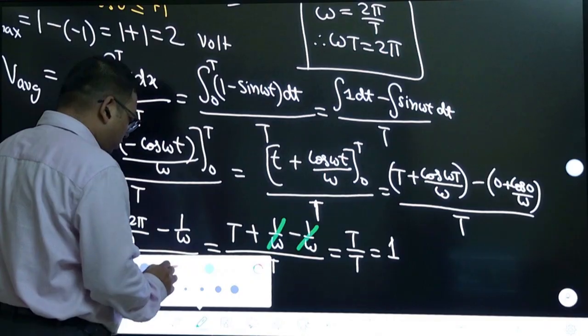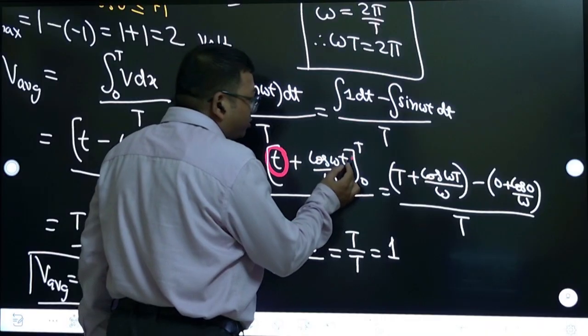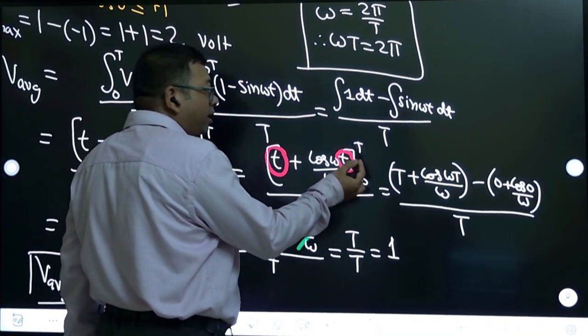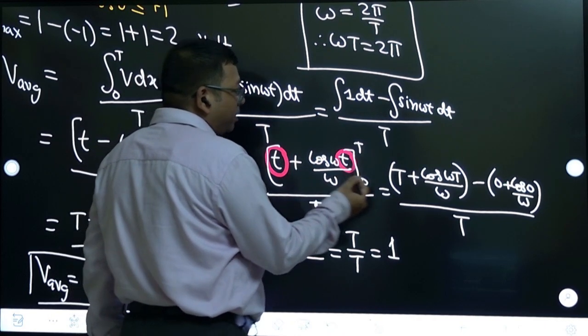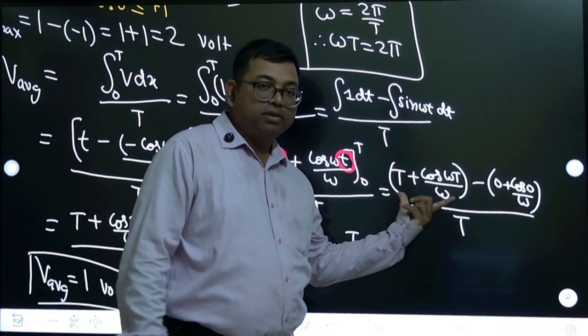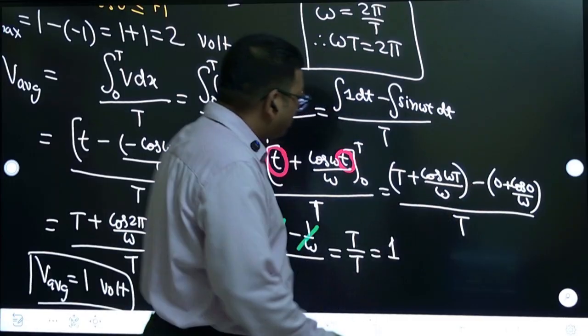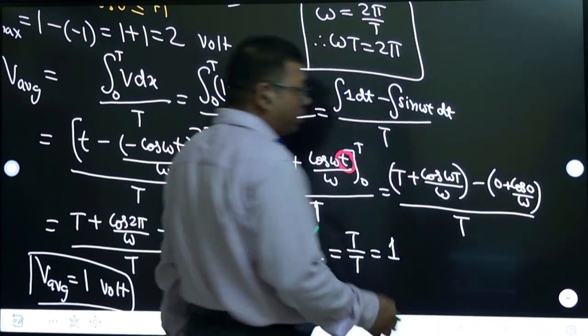Here, if you see, t is a variable. Here also, small t is a variable. So we have to substitute capital T here first. So capital T plus cos omega capital T by omega. This is the upper limit after substituting, then minus, then you substitute 0 here. Yes, 0, the lower limit. Okay.